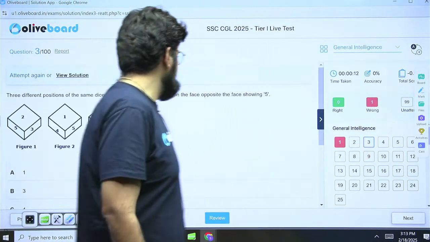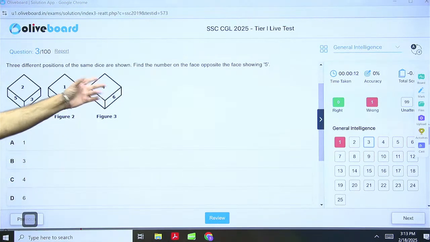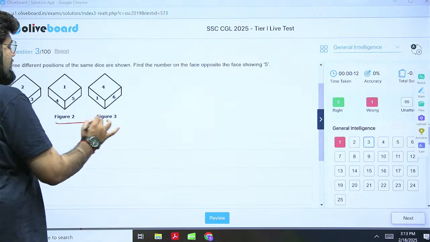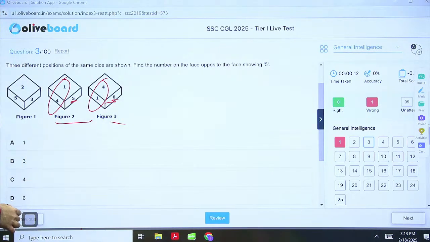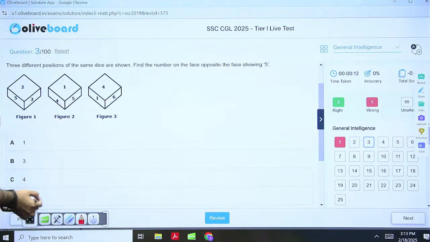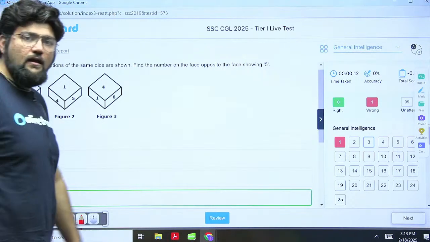Next. Oh, very easy. Dice based question. They are asking you what is opposite 5. We can see figure 2 and figure 3. 4 and 1 are common faces. So the remaining will be opposite. So it's clear that 6 is opposite 5. We have option D as our right answer. Okay. Done. Set.